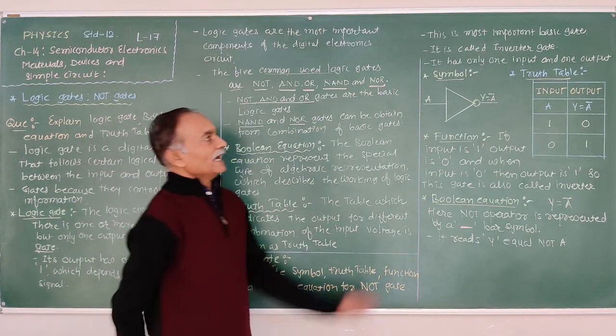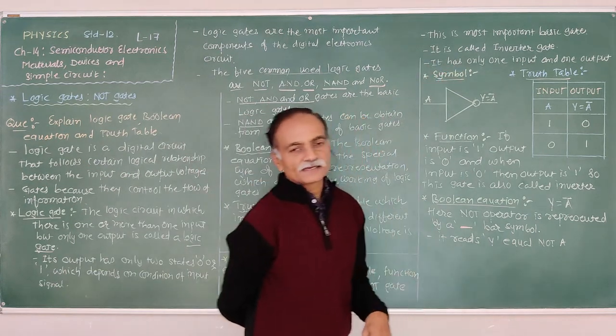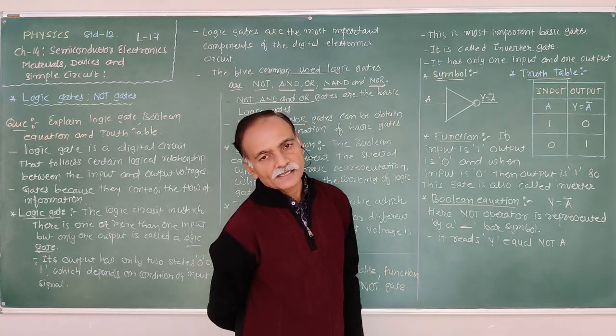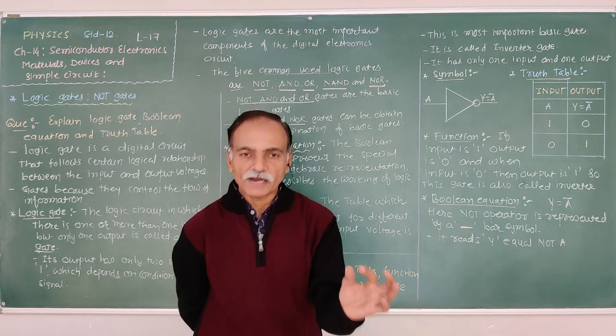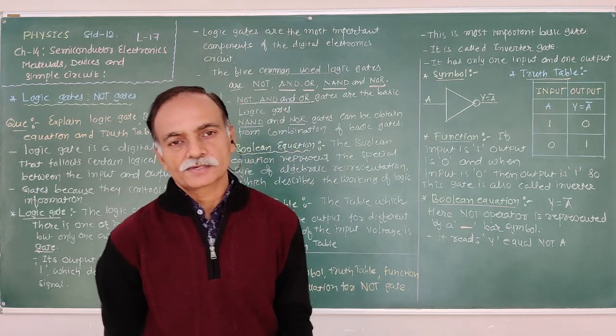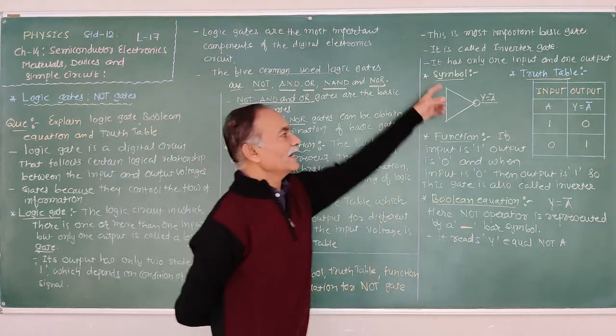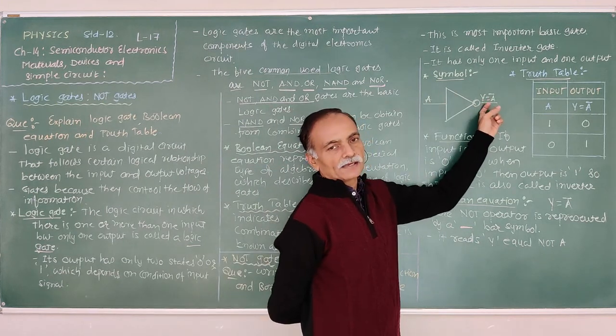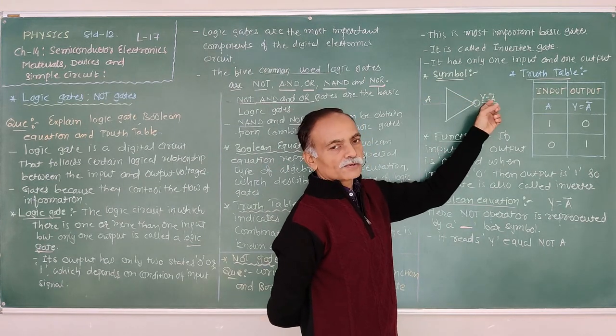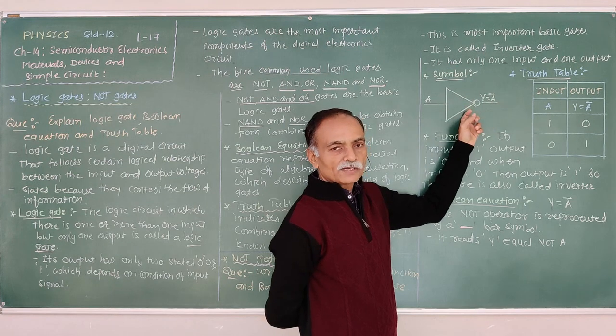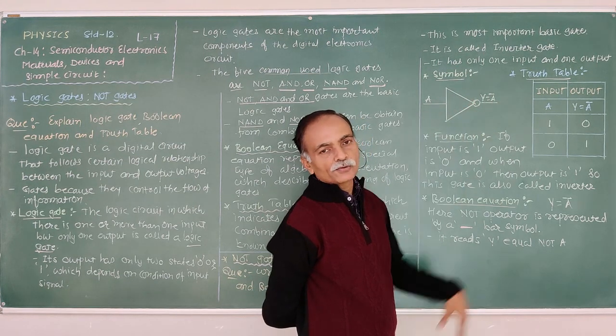The NOT gate is the most important basic gate. It is also called the inverter gate. It has only one input and one output. The symbol of the NOT gate is a triangle with a bubble. There is the input, there is the output. Input is A, output is Y equal to A bar.